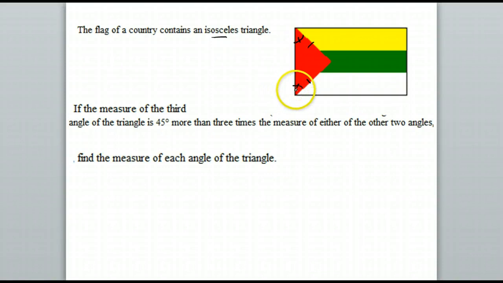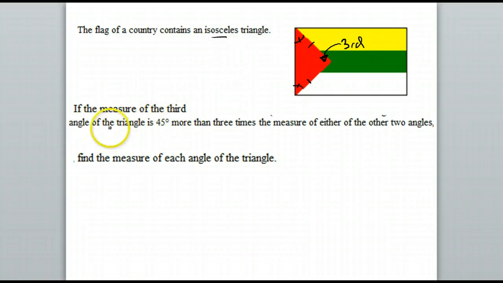Okay, so it tells us the measure of the third angle. They're talking about this one, the biggest angle, because the other two, 1 and 2, are already known to be the ones that are the same. So the third angle, the one that's different, is 45 degrees more than 3 times the measure of either of the other two.